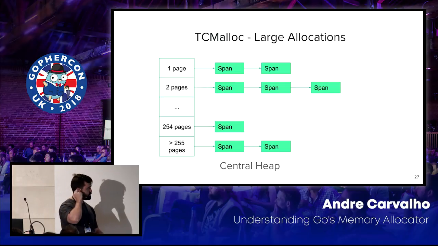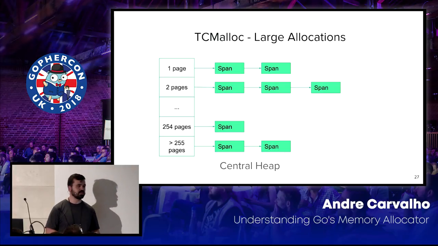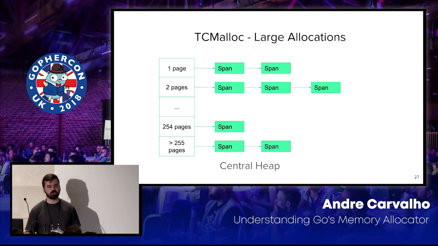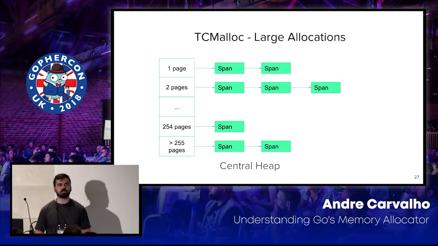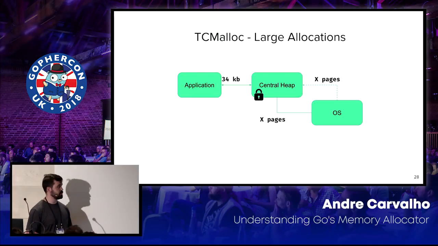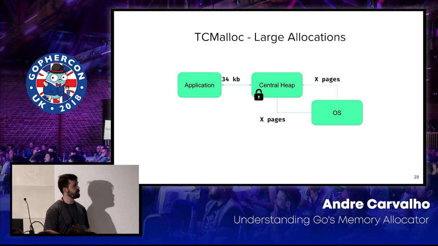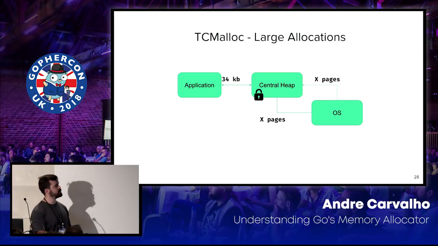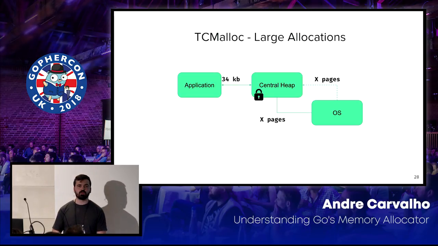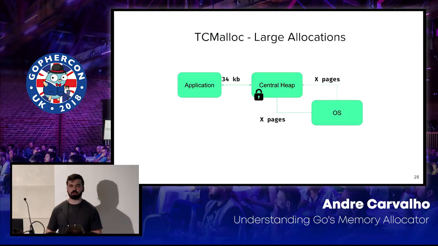and just return the desired amount to the user and keep the remainder in another linked list. If the central heap is not able to find a span that's large enough for the allocation, it's going to use the mmap syscall to allocate a new one and add it to the linked list before returning to the application. So it's really simple. The application talks directly to the central heap through the allocator. If the central heap has a span, it's returned to the application. Else, the central heap is going to ask for a new one from the OS. And this requires acquiring a lock on the central heap.